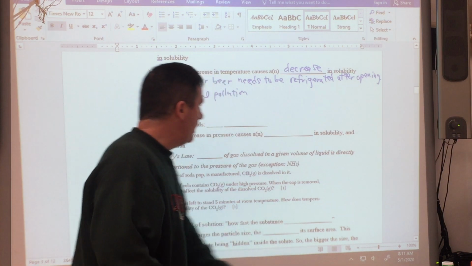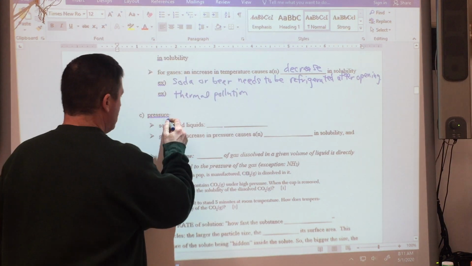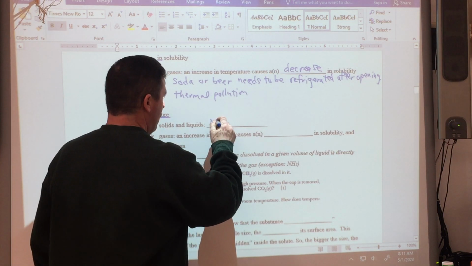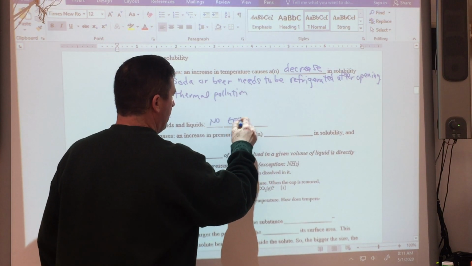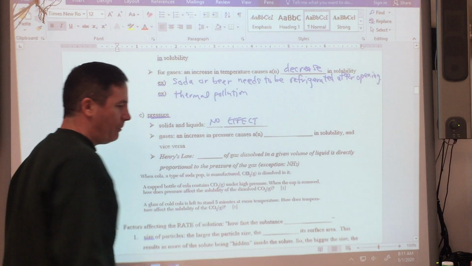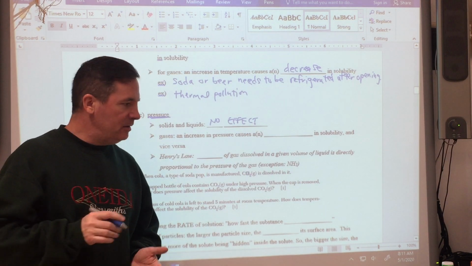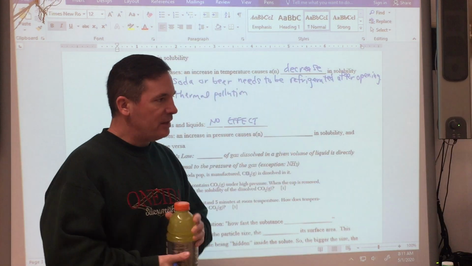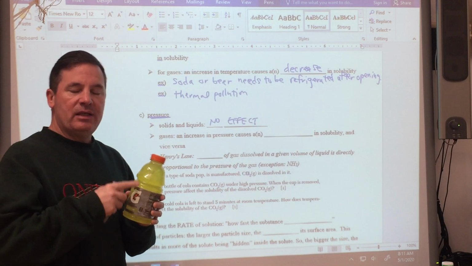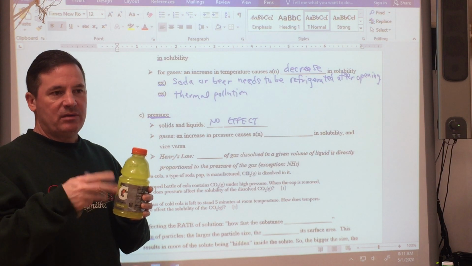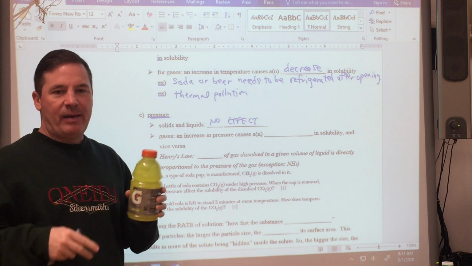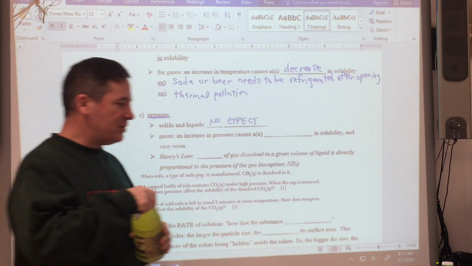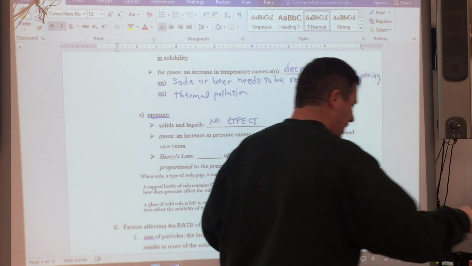And the last thing for today is pressure. How does pressure affect solubility? Well, in solids and liquids, there is no effect. In other words, if I am going to try to dissolve the sugar in Gatorade as a mixing process, it doesn't matter if the cap's on or not. It will not affect how quickly it will dissolve. It's really temperature dependent.